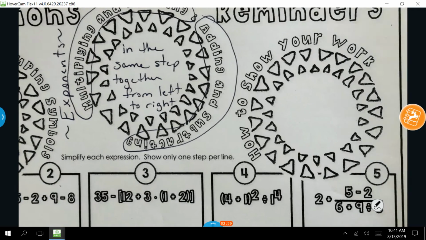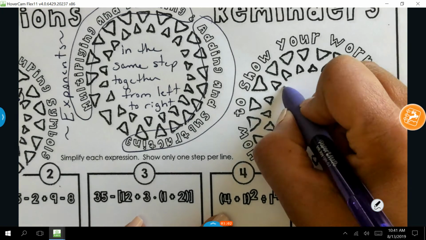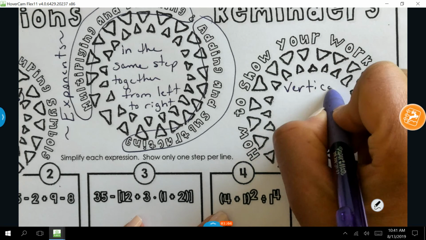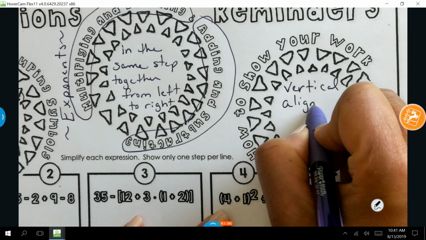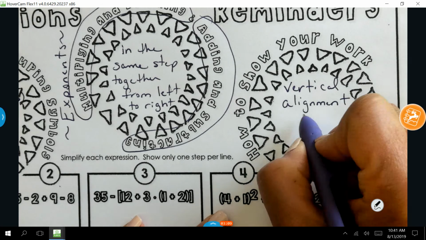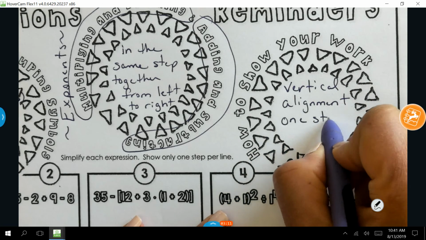And then how to show your work. What works best most of the time is vertical alignment. And then one step per line.